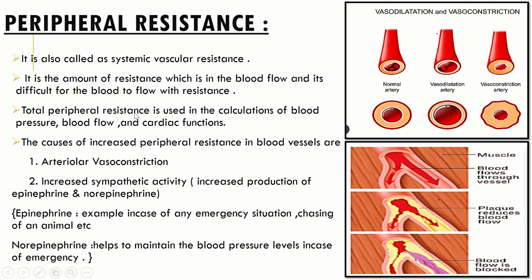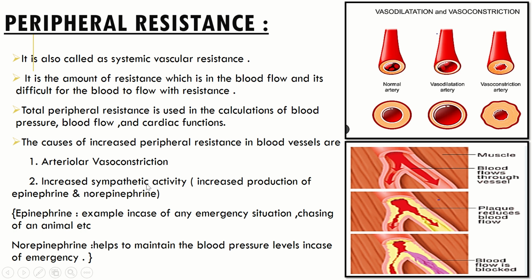So the total peripheral resistance is used in the calculations of blood pressure, blood flow and cardiac function. These are the three cases where the peripheral resistance is being used. The cause of increased peripheral resistance in the blood vessels is arteriolar vasoconstriction. Vasoconstriction means, as you see here, there will be a constriction, there will be shrinkage in the blood vessels.